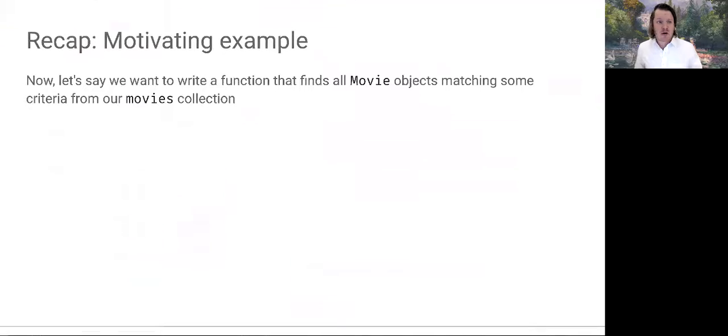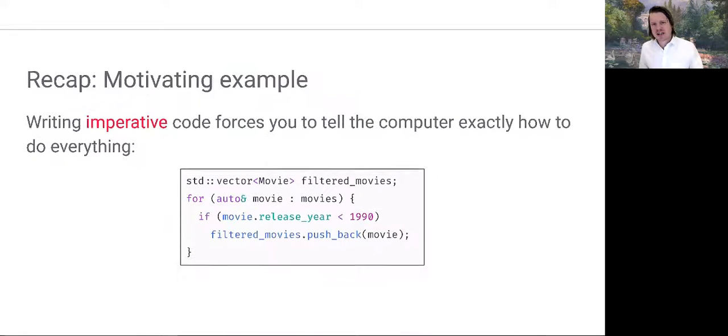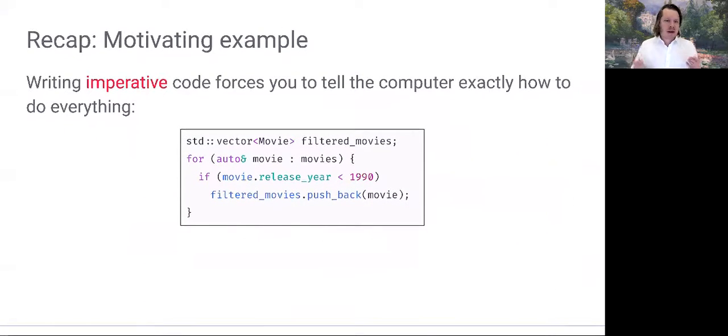And if you recall, we had this collection, and the next focus was that we said, okay, well, let's say we want to write a function that finds all movie objects matching some sort of criteria from our movies collection. When we were introducing different styles of programming, we mentioned an iterative solution that would allow us to achieve this end. We said that by writing iterative code, we were essentially forced to tell the computer exactly how to do everything.